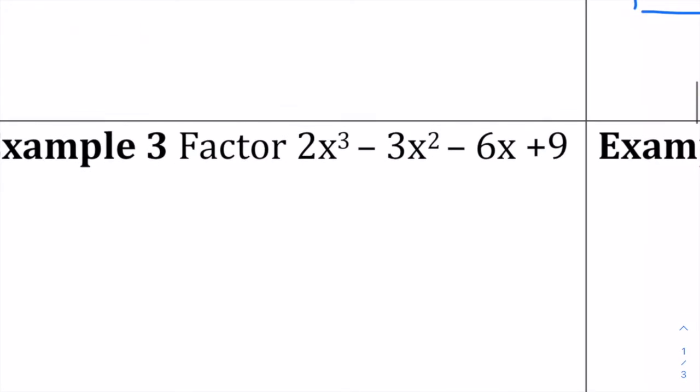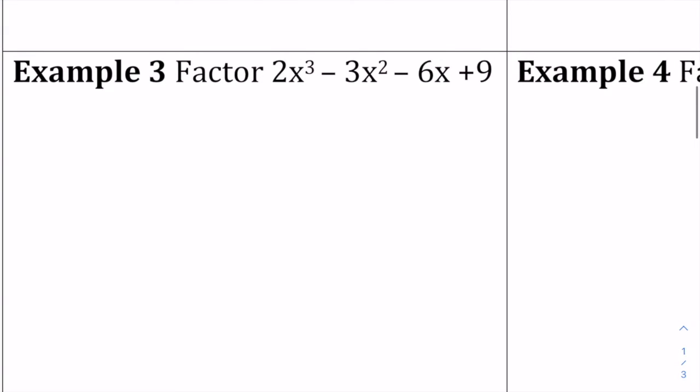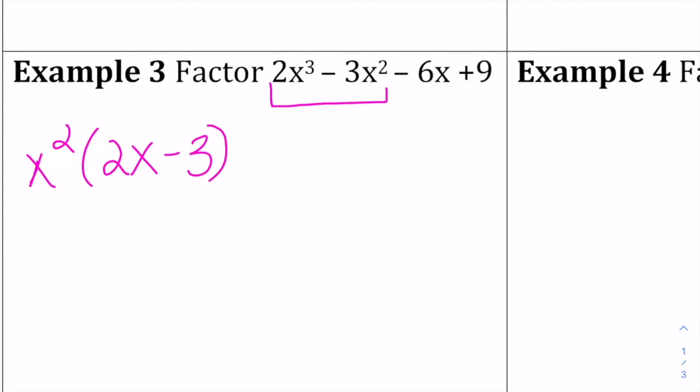Now let's go to example 3. For example 3, again, we're looking at the first two terms. And 2 and 3 don't share any common factors except for 1, but we can factor out an x squared. And when I factor out x squared, I'll have 2x minus 3.